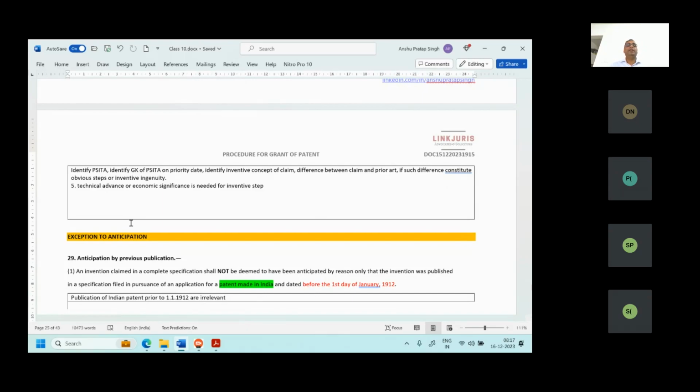Then comes another inventive step in India. Technical advance or economic significance, or both, need to be established.